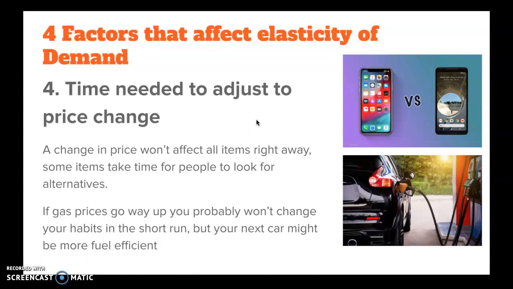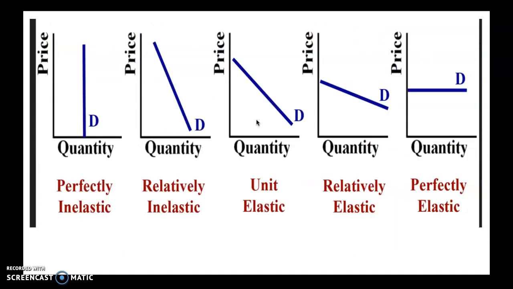All right. If the iPhone gets too expensive, you're not just going to change your habits and the types of phones and your Apple products. That takes a little bit of time. So time will adjust and change elasticity. And so what you see is the different slope of the different curves. More elastic would be more flat. More inelastic is vertical. So think I is a vertical letter. I is inelastic.